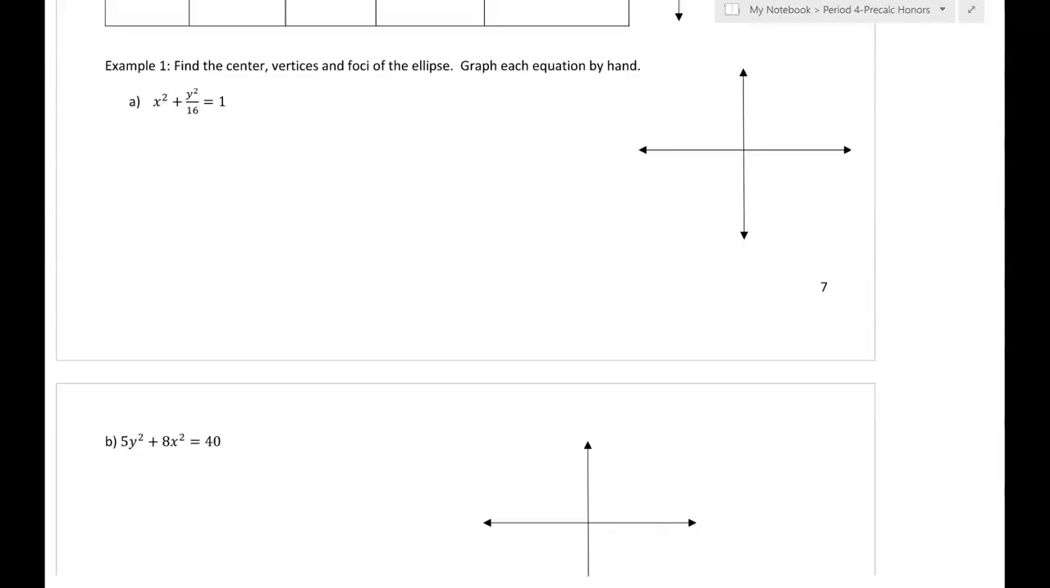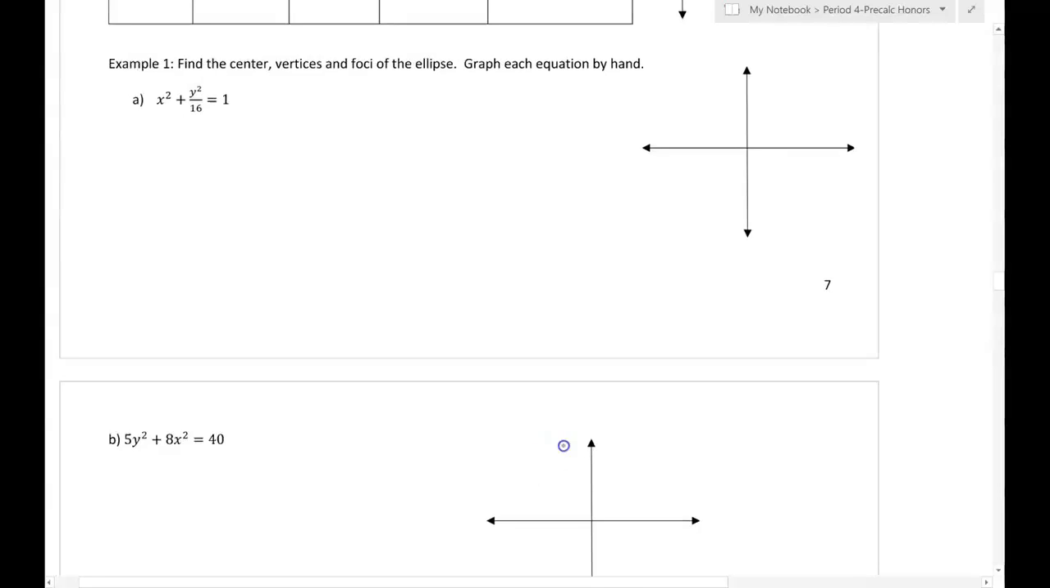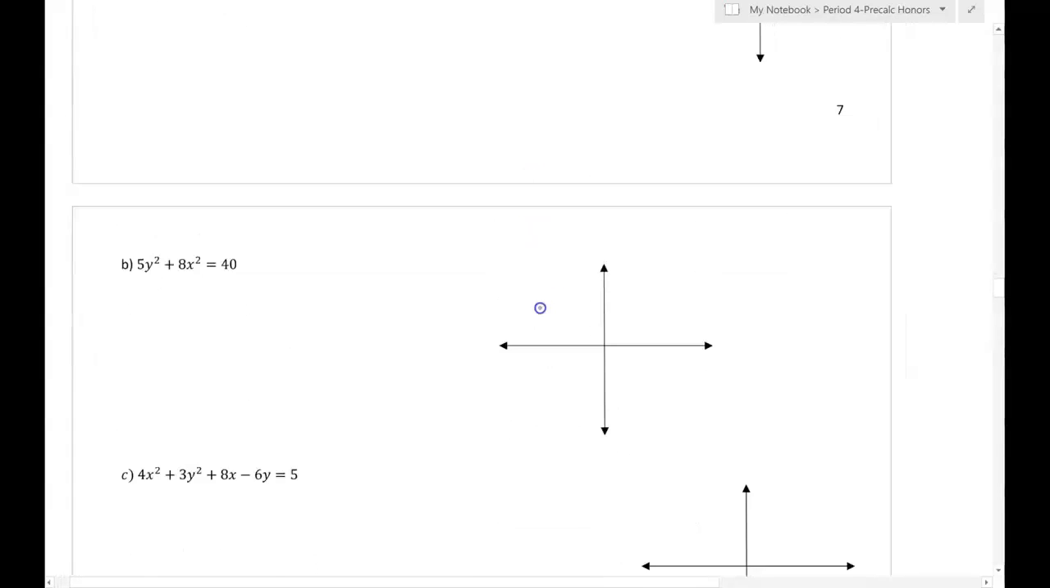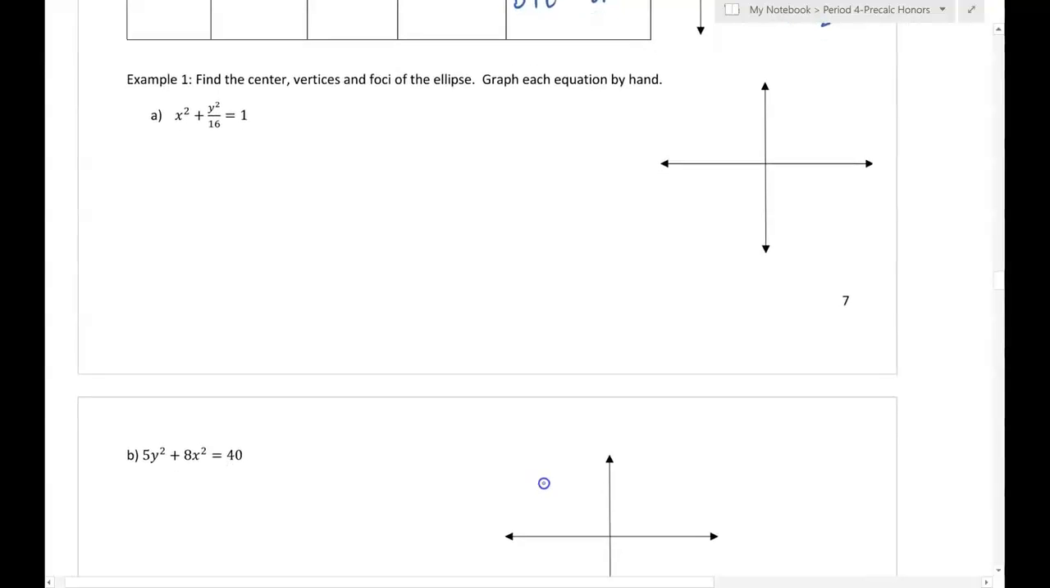Example 1. Find the center, vertices, and foci of the ellipse. Graph each one by hand. Okay, so it looks like we have 3 examples here. I'm going to do the first one, example 1A, and example 1C. So that means example 1B is all on your own.